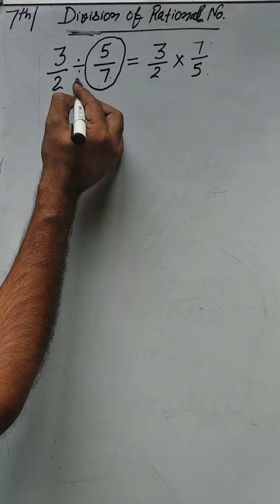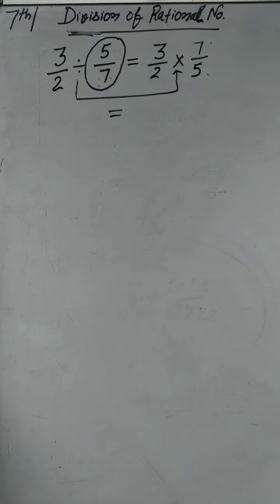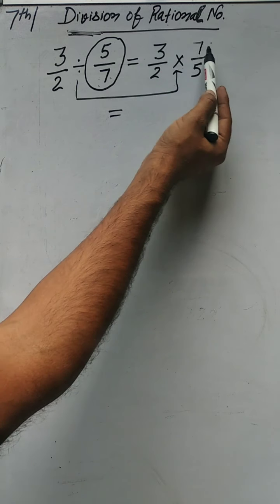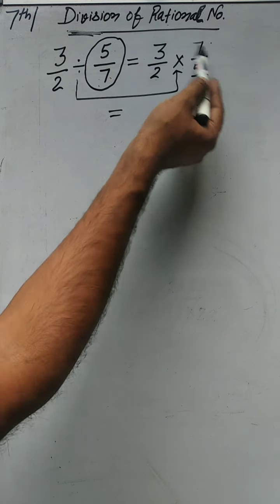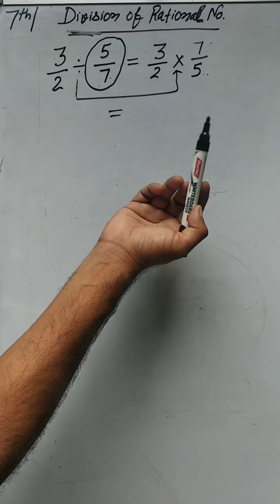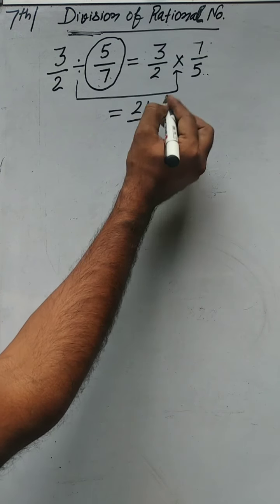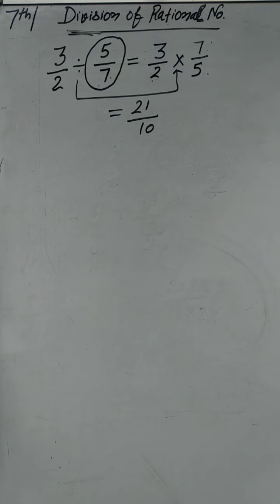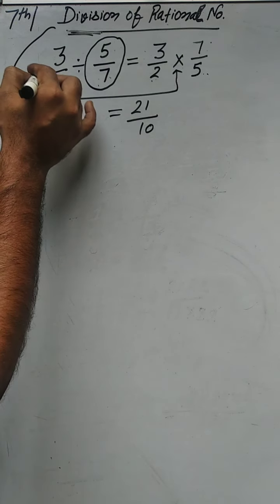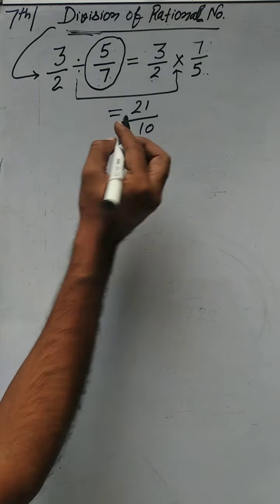Now simply look, division is changed into multiplication. And you know very well how to multiply rational numbers. Multiply numerator with numerator, denominator with denominator. If anything is common between numerator and denominator, you can cancel it. But here nothing is common. So 3 multiply 7, 21. And 2 multiply 5 is equal to 10. Understood, beta? In that way, as with fractions, we will proceed similarly in rational numbers. Clear, beta? Understood?